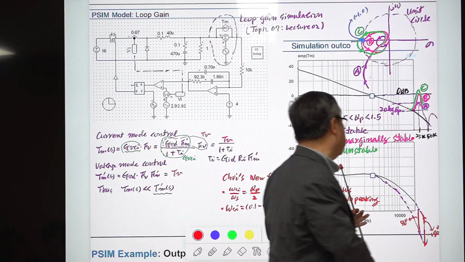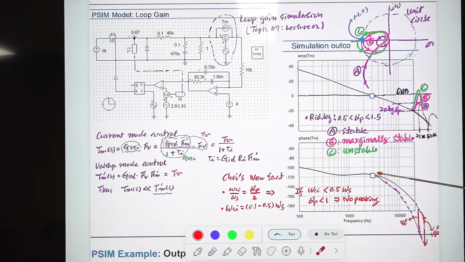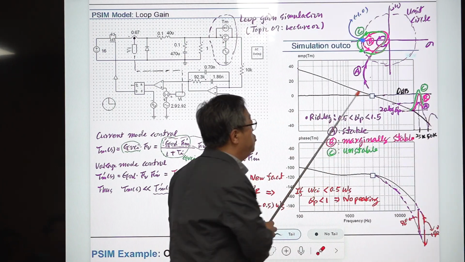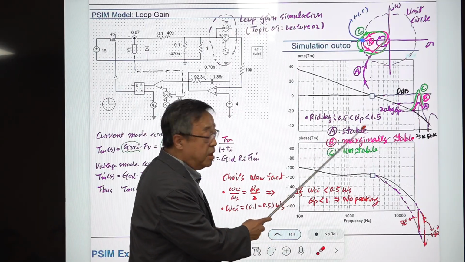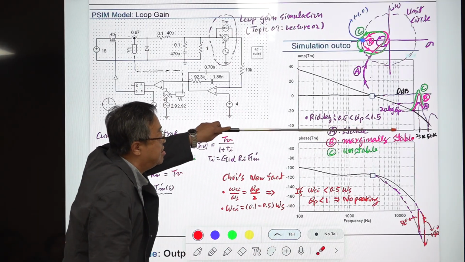So this is the prediction of the classical model, but in this new model, or Middlebrook's model, there is additional phase delay: 90 degrees at half the switching frequency and 180 degrees at the switching frequency. Because of this, this kind of encirclement usually occurs. So to avoid this, you should minimize this. So he proposed something like this.